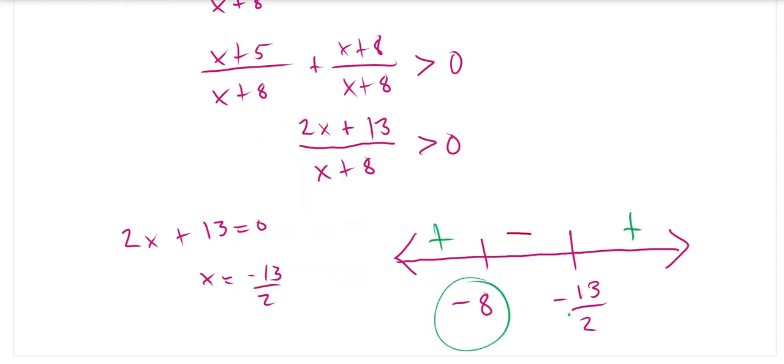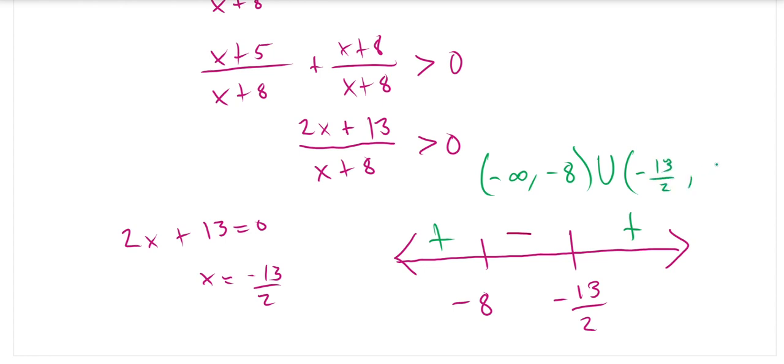And so we're definitely going to exclude this one because it's a division by 0, but we're also going to exclude this one because it's not going to be strict inequality. So we would go from minus infinity up to minus 8, together with minus 13 over 2 up to infinity.